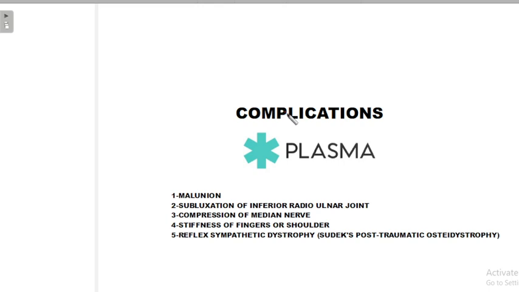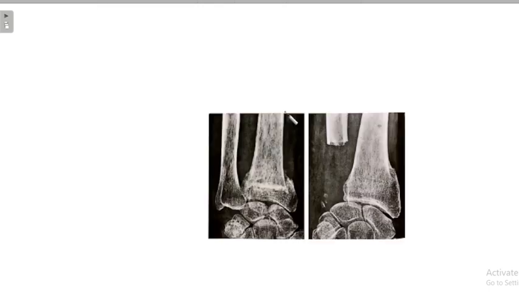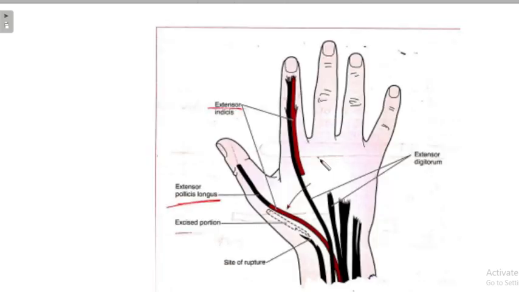Now we'll see a radiograph of subluxation of the inferior radio-ulnar joint after fracture of the lower end of the radius. There was pain over the joint, the head of the ulna was prominent and rotation of the forearm was impaired. After excision of the lower end of the ulna, this is the radiograph. Okay. Now this condition is the rupture of the extensor pollicis longus.